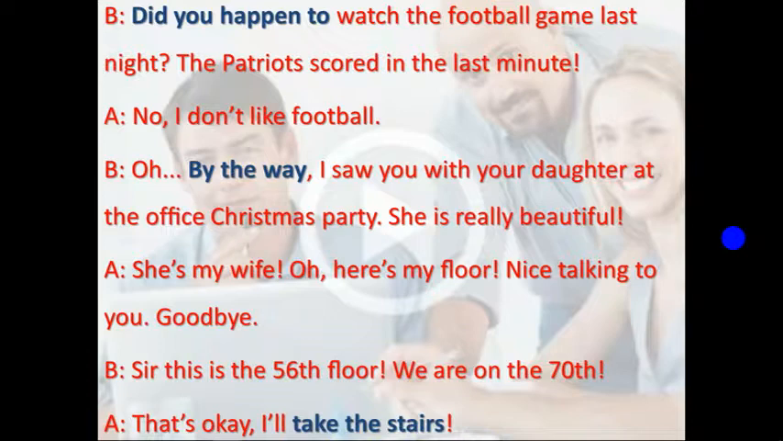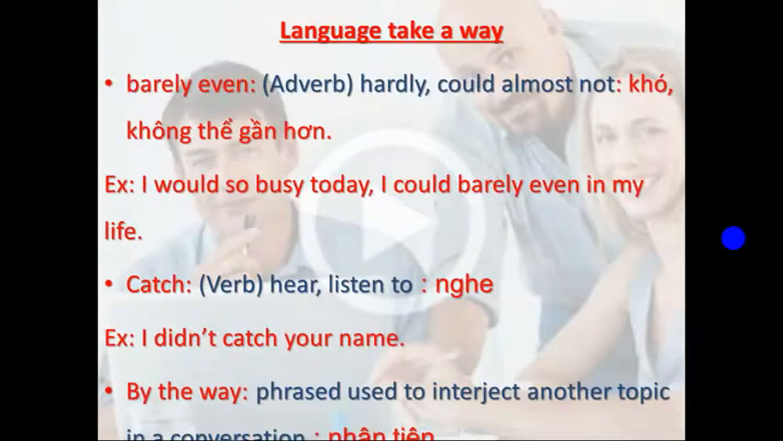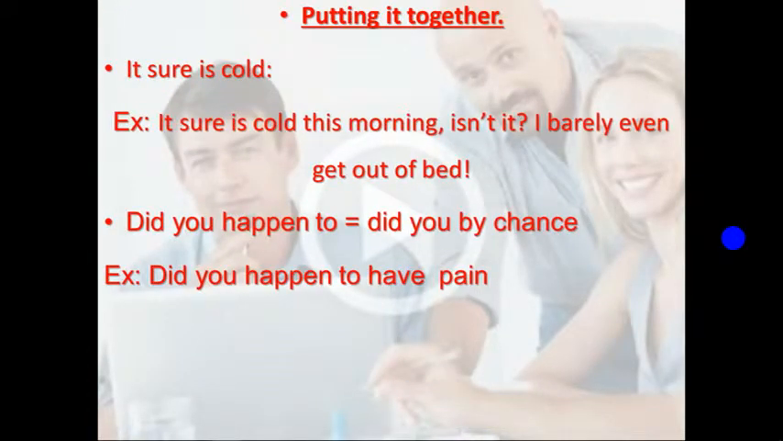It sure is cold this morning. It sure is cold. Okay, so we can change it up a little bit and say, it sure is hot. Or it sure is late. Okay, this sure is interesting. Or you could say he sure is smart. So basically, you can change the adjective. Yes. Cold, hot, smart, hard, difficult.